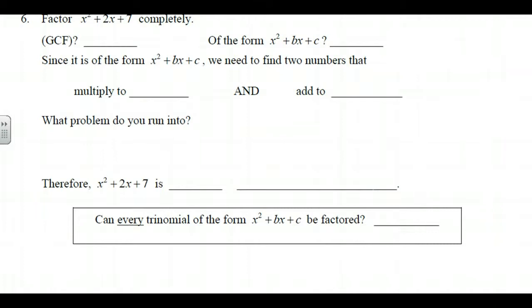Okay, one more. This is a little cut off, but it's factor x squared plus 2x plus 7. So there is no greatest common factor. No, right? Because that's a 1. Is it of the form x squared? Yes. We need two numbers that multiply to 7 and add to 2. Now in this case, we know they're both positive. Why? If you multiply to positive 7, it's a plus times a plus or a minus times a minus. If it's two negatives, the middle term will be negative. So it has to be two positive numbers. The only numbers that multiply to 7 are 1 and 7. So the problem is, I can't find the numbers.